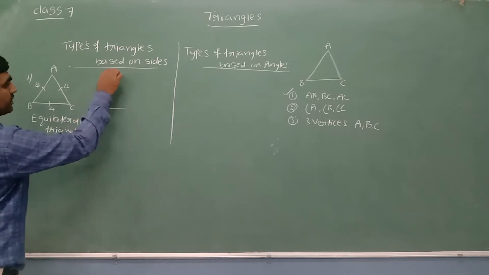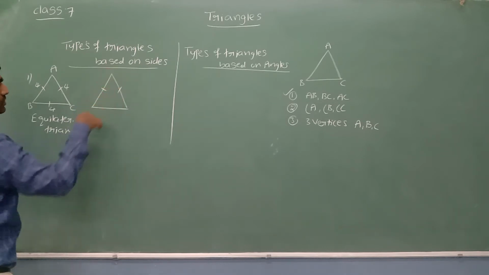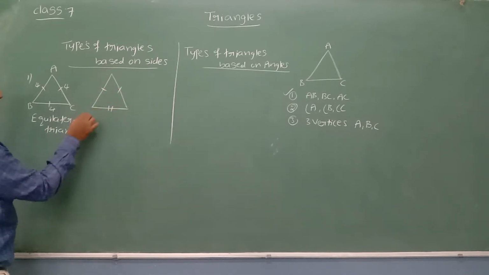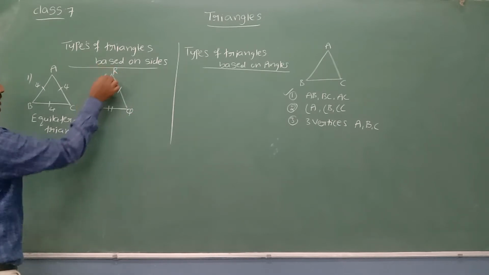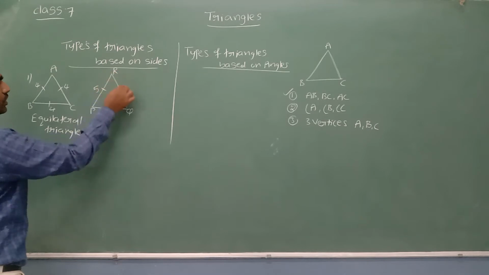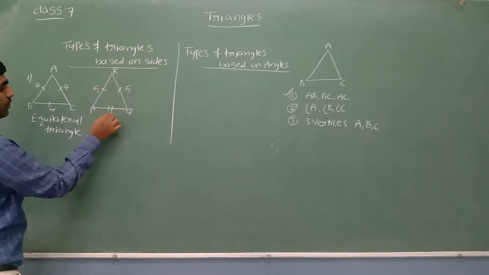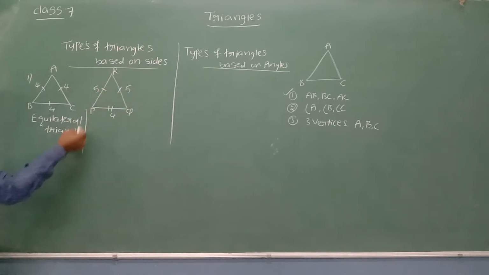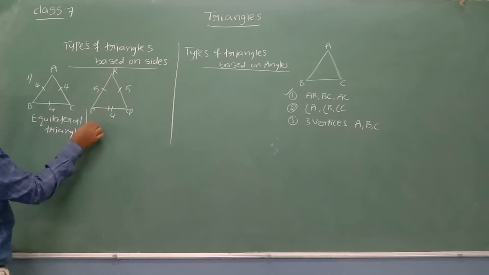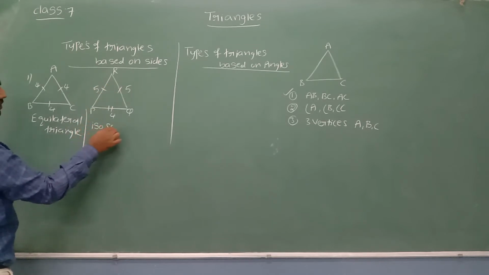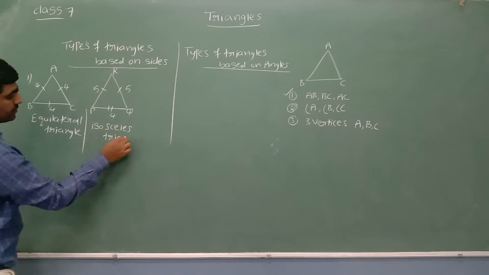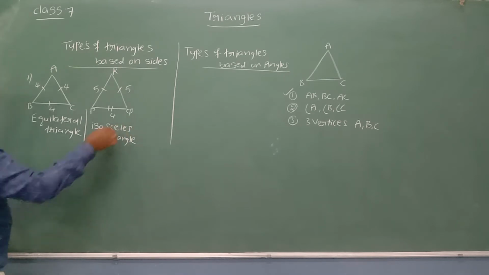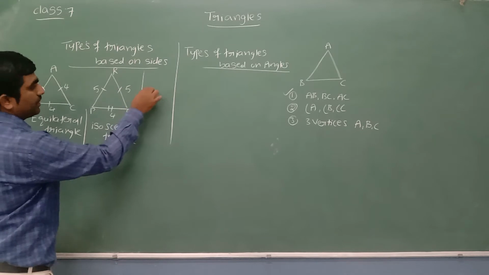Let me take one more case. Suppose only two sides are equal, third one is different. Only two sides are equal, I said. Let me take PR is some 5 centimeters, QR is some 5 centimeters, and PQ let me take 4. Any two sides are equal, it is called an isosceles triangle.